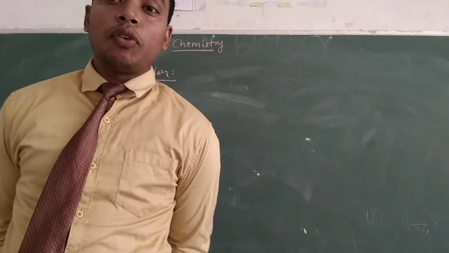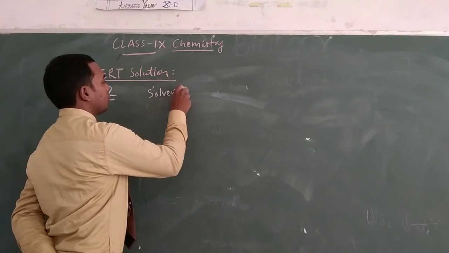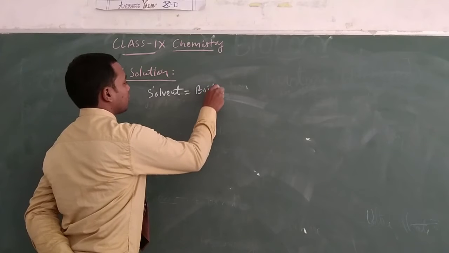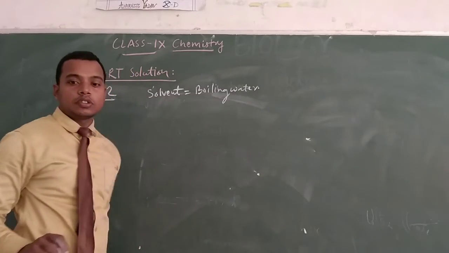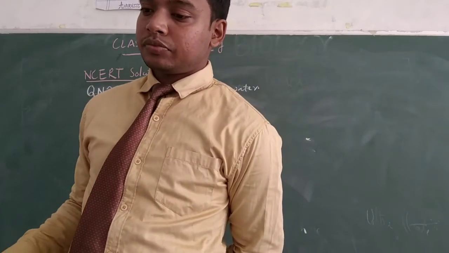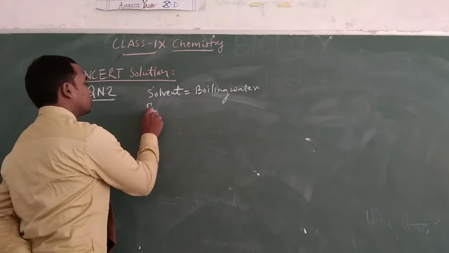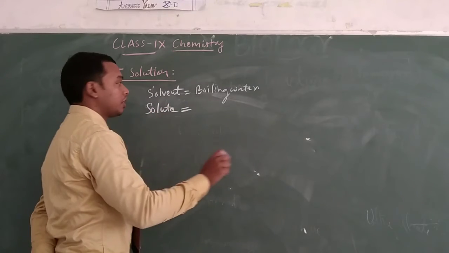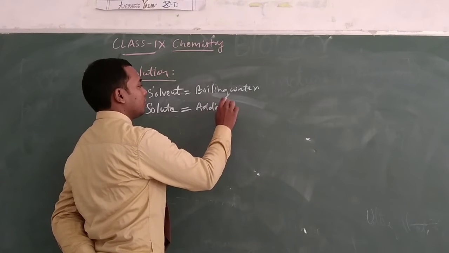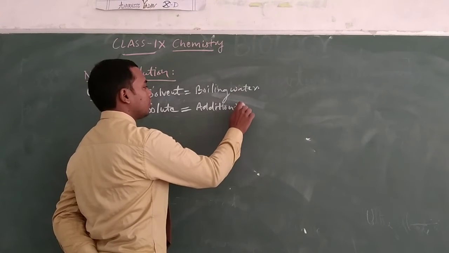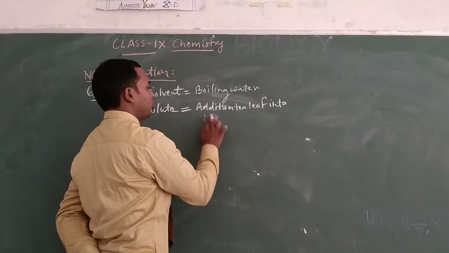First, the boiling water is the solvent. The solute is the addition of tea leaf. Tea leaf goes into the boiling water.